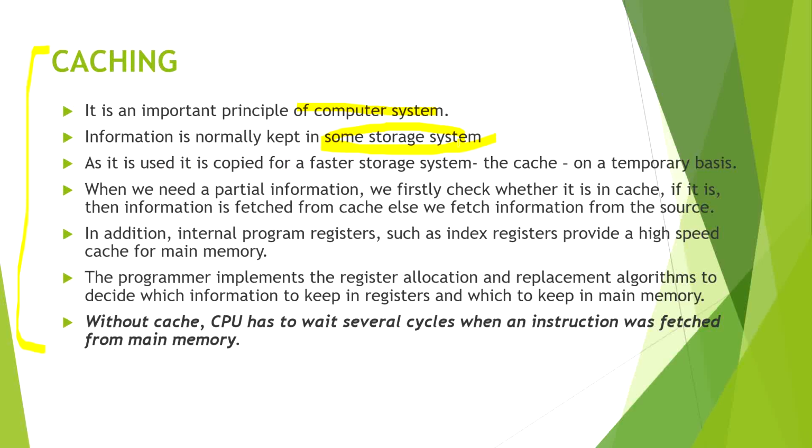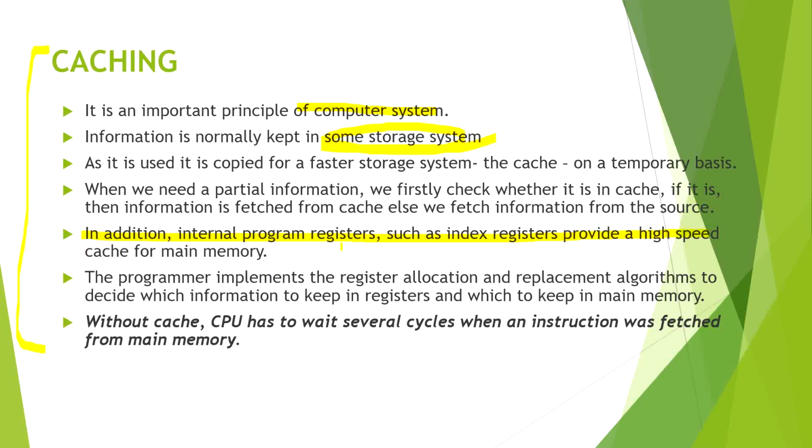If a program or process needs to access some data, firstly it will check whether it is present in the cache or not. If it is present, then no problem, it will access it from the cache. If it is not present in the cache, then the cache will fetch the data from the main memory and give it to the program which is demanding the data, and it stores one copy in itself also. So this is the process in which the cache works. In addition, internal program registers such as index registers provide a high speed cache.